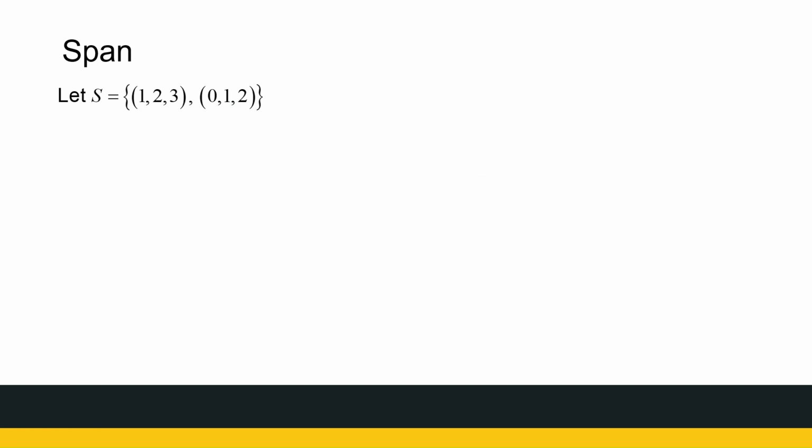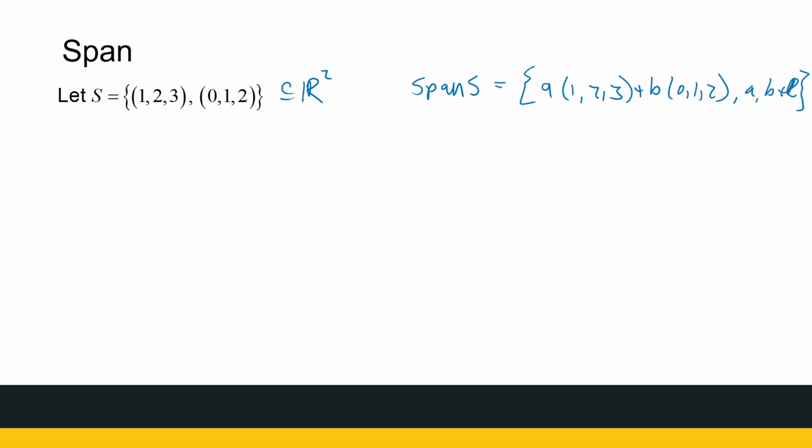All right, let's look at this next example. This is a subset of R3: (1, 2, 3), (0, 1, 2). If I look at this, can I look at the span of this set S? The span of S, I know, is the set of all linear combinations, so it's a times (1, 2, 3) plus b times (0, 1, 2), where a and b are real numbers. The set of all those linear combinations is the span of S.